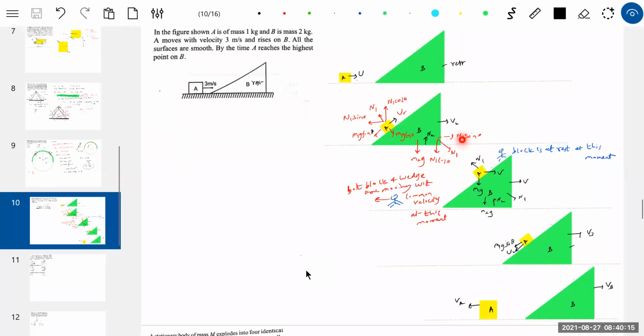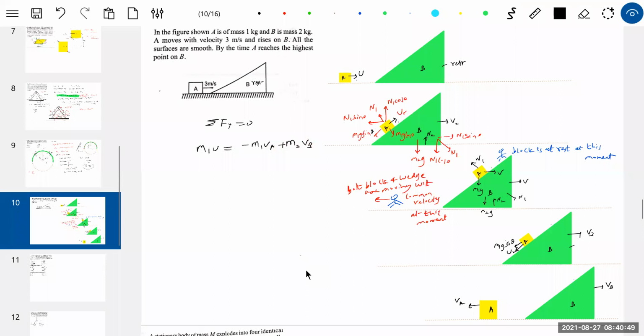Look at all the sequences: N1 sin theta, N1 sin theta. Everywhere, the net force on the system along the x-axis is 0. Can we apply conservation of momentum? Yes. M1 U should be equal to minus M1 VA plus M2 VB. Can we calculate? Yes, we have all the information. But sir, both are unknown. What to do?